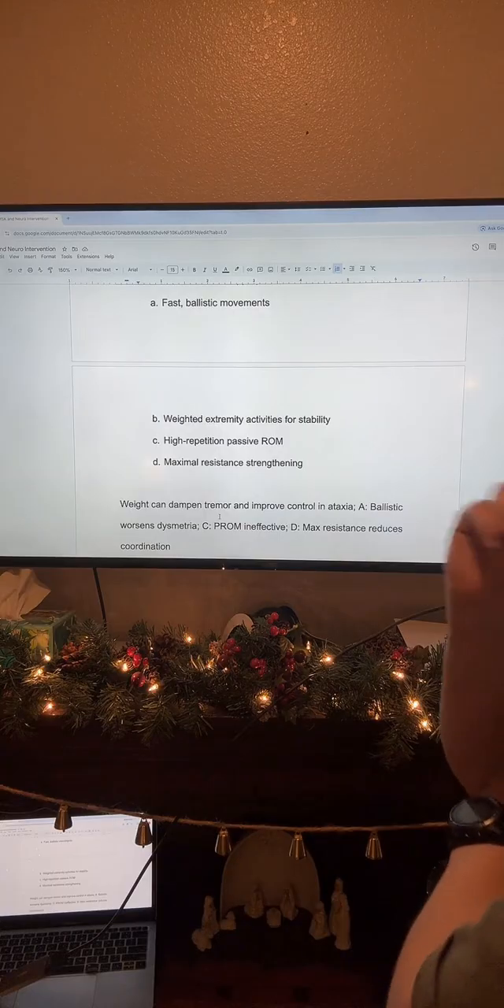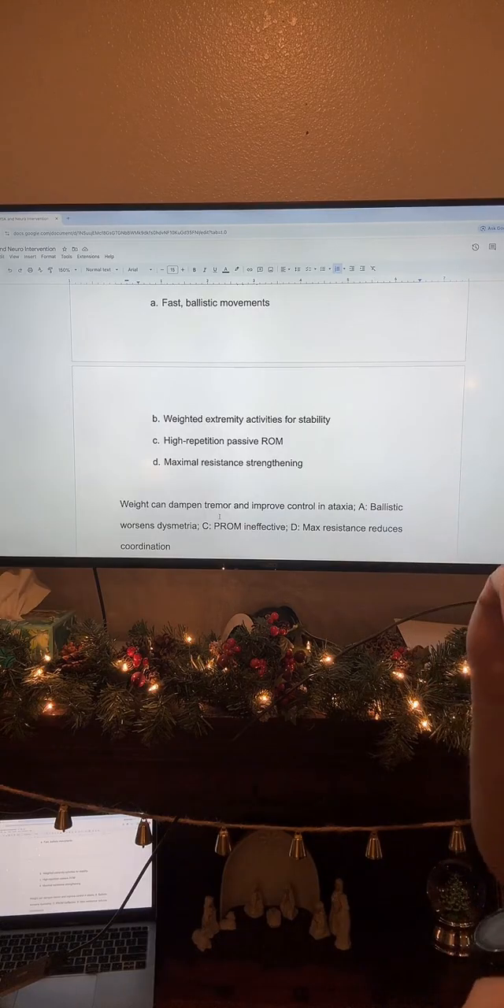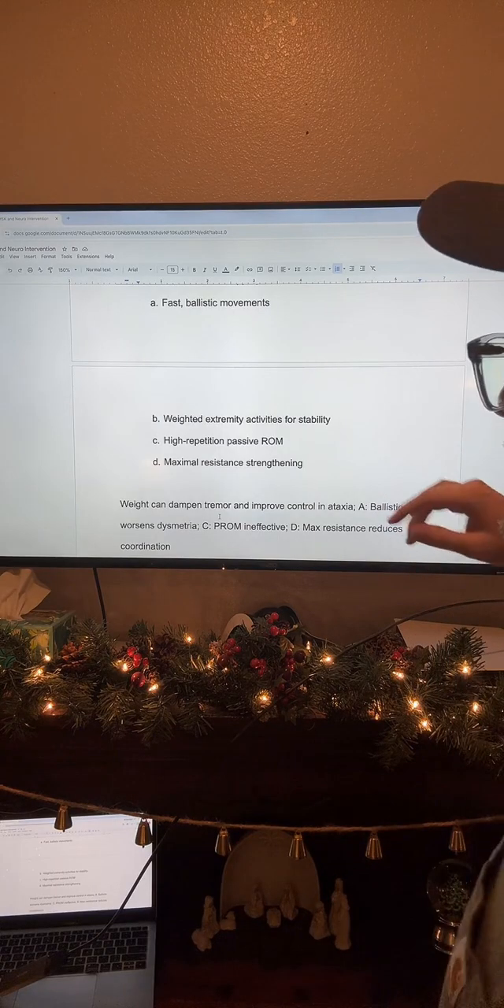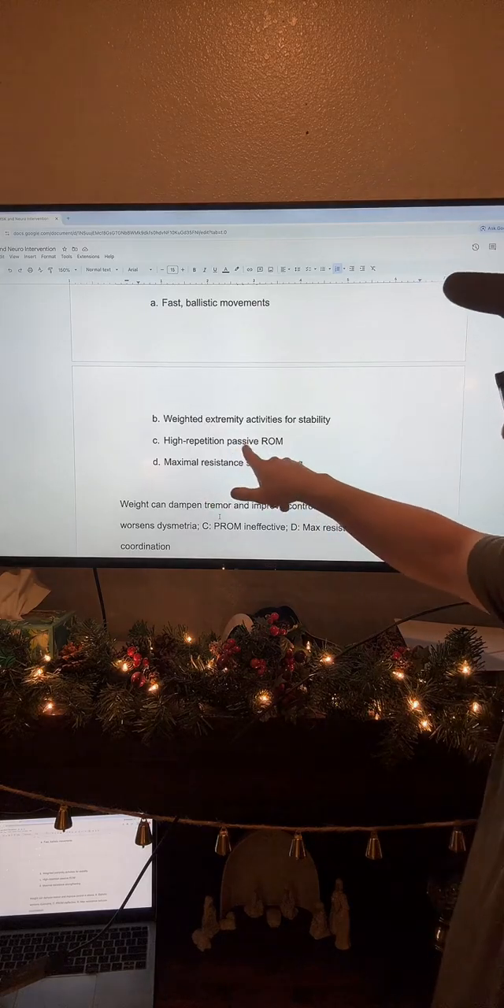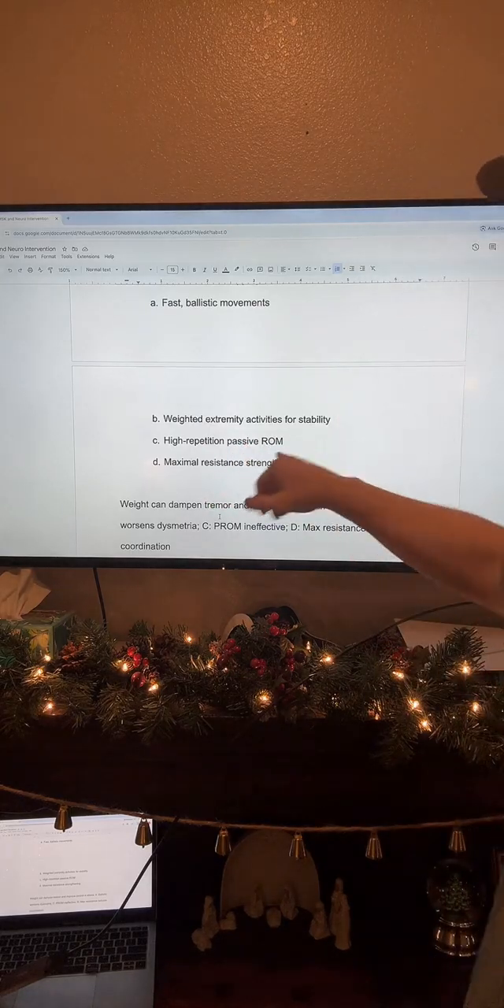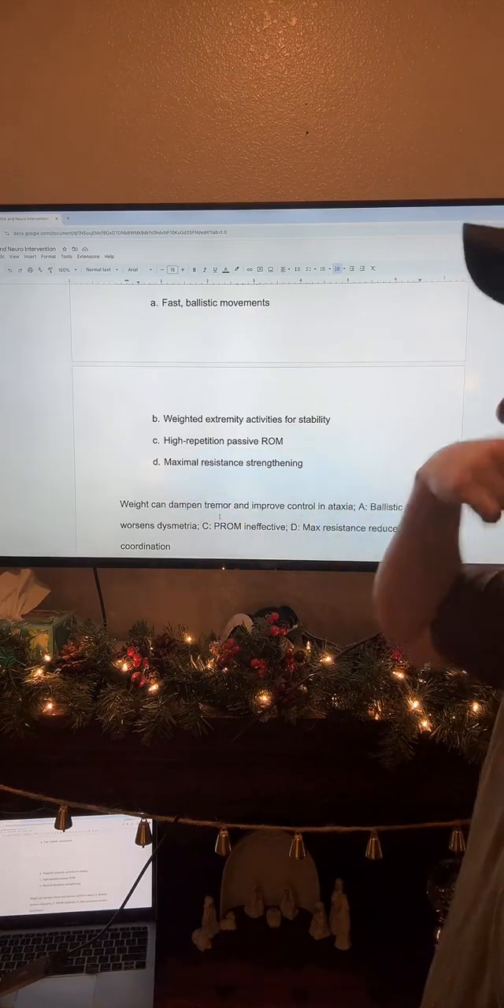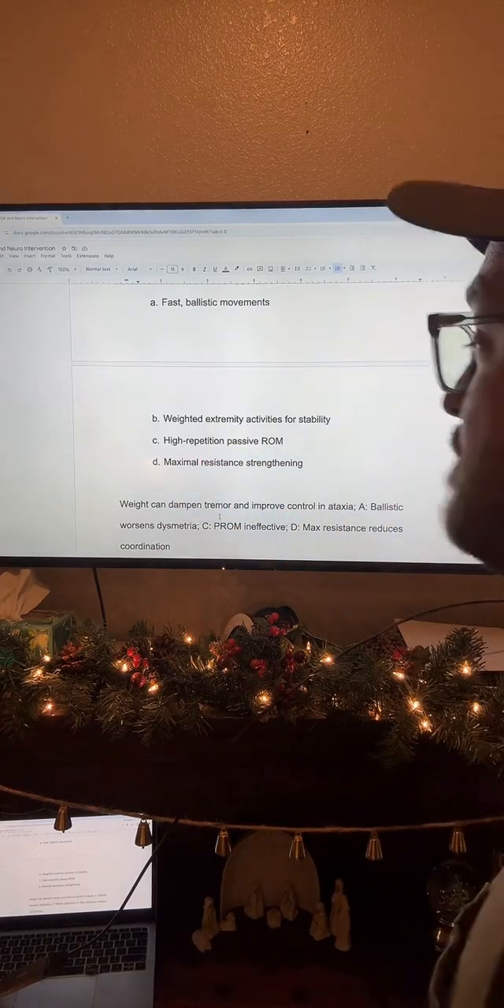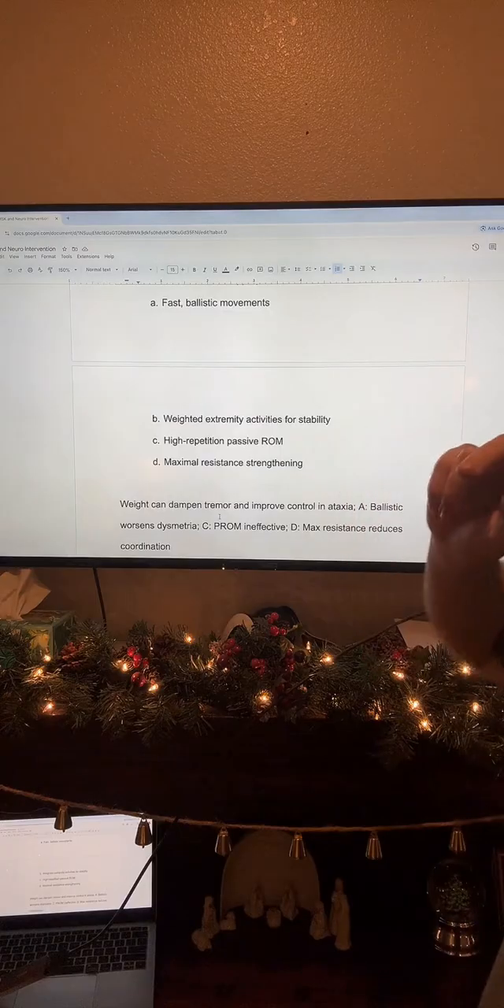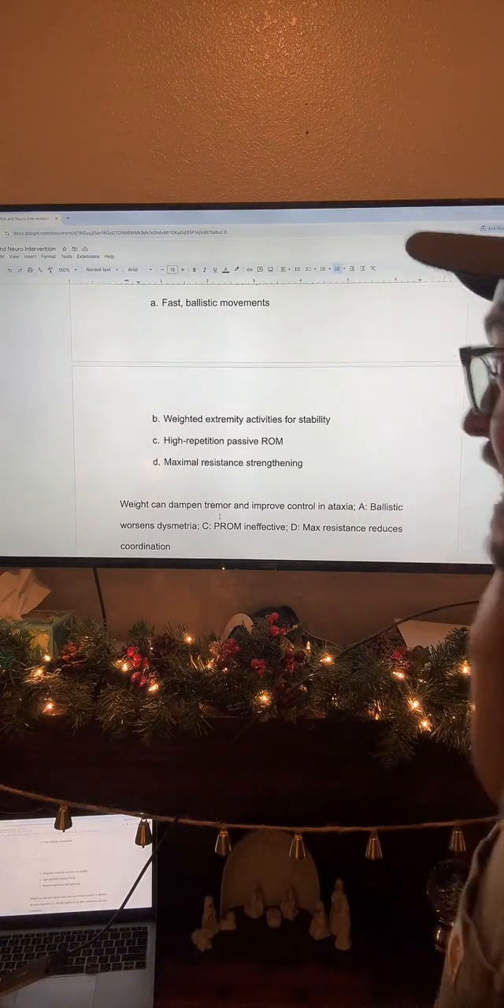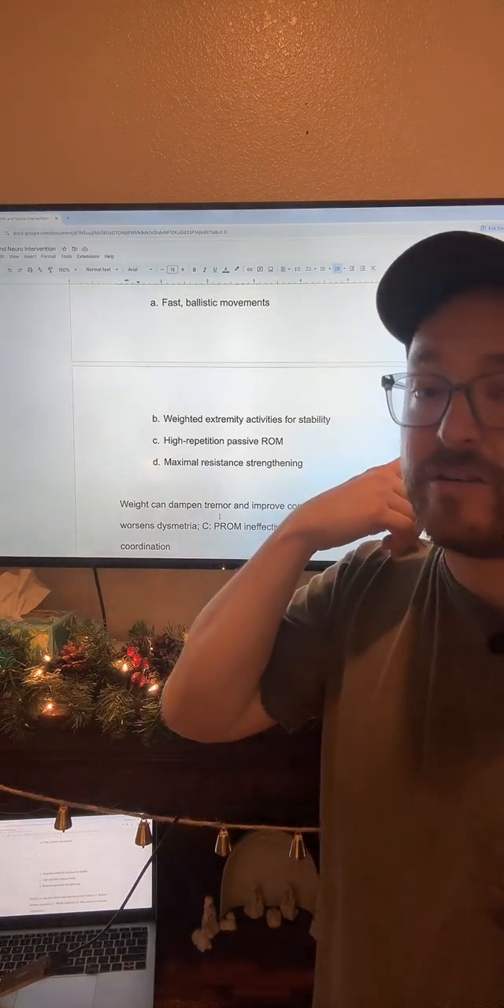Okay. Passive range of motion is going to be ineffective. Now, here's where I would say high repetition active range of motion would not be a bad choice. With passive range of motion, they're not having to activate muscles at all, so they're not actually producing any motor learning, even though you're doing high repetitions. But we know that ataxia generally means that they've got a cerebellar infarct, right?